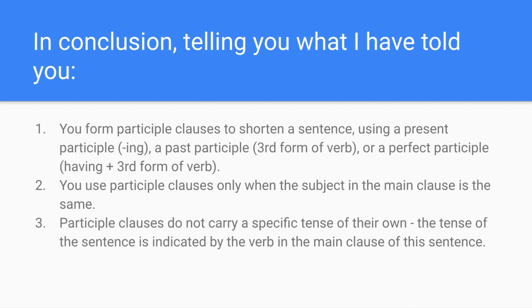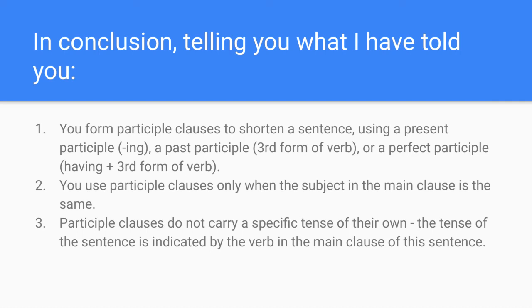So that's basically it. And in conclusion, as always, I'm going to tell you what I have already told you, which is one, that you form the participle clause to shorten a sentence using a present participle, which is the ing form, or a past participle, which is the third form of the verb, or a perfect participle, which is having plus the third form of the verb.